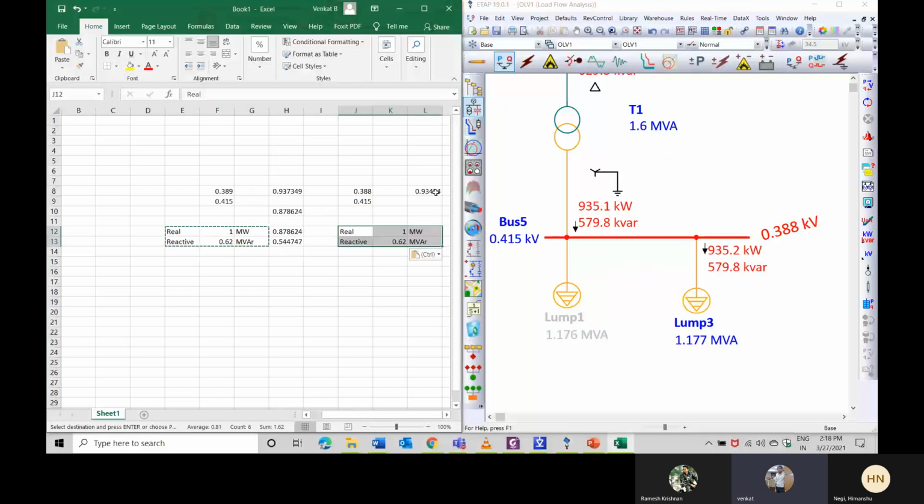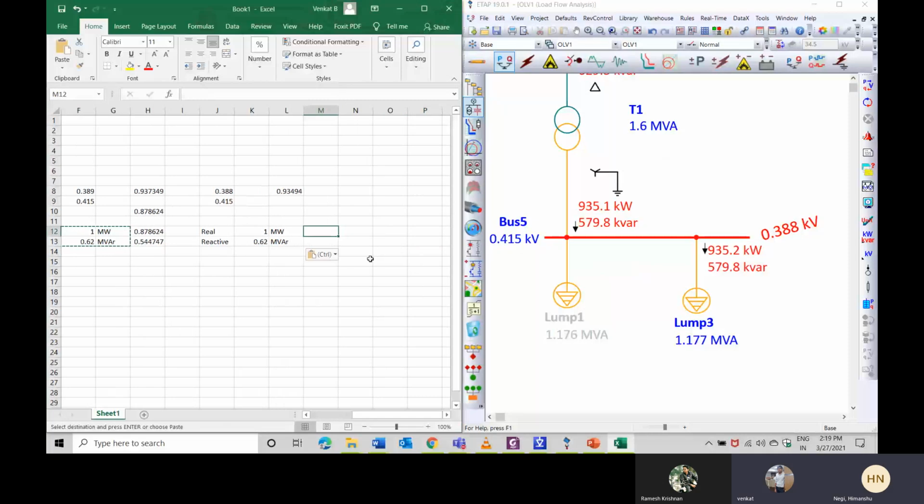Because it is 1 megawatt here, right? Now we have to multiply this with this value. This is what we are getting here, 935.2. Then we have to do the same for the reactive power also. We multiply this value with this value, and we get 579.6. This is what it is doing here.